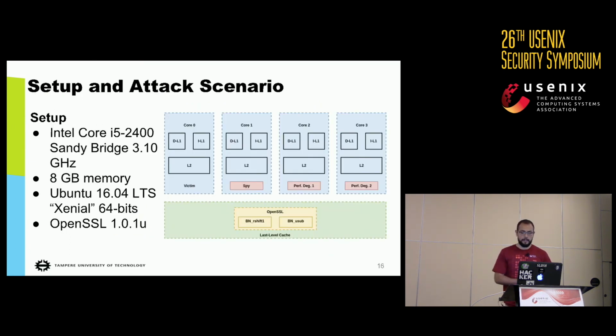This is our setup and attack scenario. So we use an Intel Core i5, Sandy Bridge, 8 gigabytes of memory, running the latest version of Ubuntu at that time, and OpenSSL 1.0.1u. So we have in one core the victim, in another core the spy running, probing, and in two cores we have the performance degradation processes. OpenSSL is sitting in the last level cache, where it's a shared library, so that allows us to perform this Flush and Reload attack.